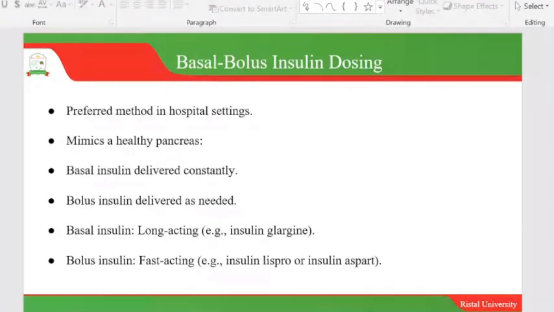So this kind of dosing is preferred in people who are... throughout the period. Then the bolus insulin is delivered as needed by the body. Basal insulin is in most cases the long acting kind of insulin that the body can be given, for instance, insulin glargine. Then the bolus insulin is the fast acting insulin. That is why we said that it is given as the body requires it. When the body has lots of glucose in circulation that needs to be taken into the tissues, then definitely the right kind of dosing will be the bolus insulin dosing.